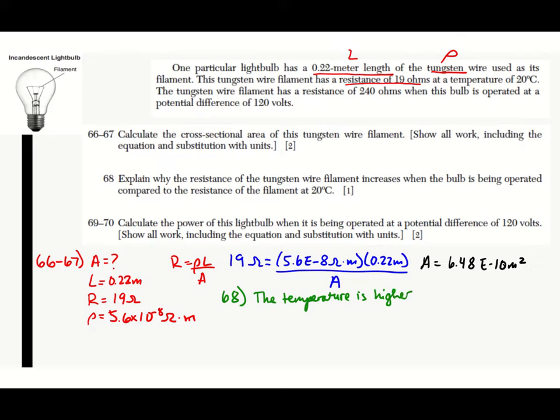The temperature is higher or it has increased. And that's the shortest way you could explain why the resistance is higher, because the temperature is higher.